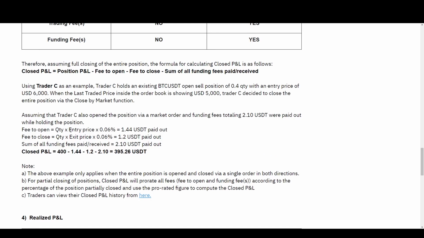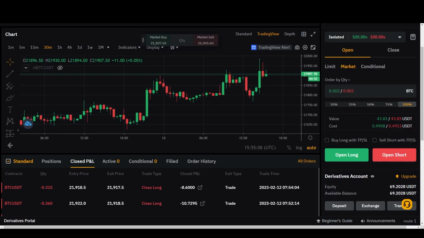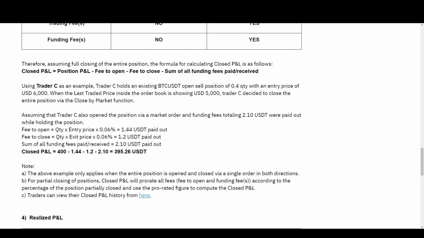So we have our fee to open: quantity times entry price times this. Let's do that. Size equals 0.36. Entry equals 21922. Exit equals 21918.5. Fees equals 0.0006. All right, let's see if we get $10.72.